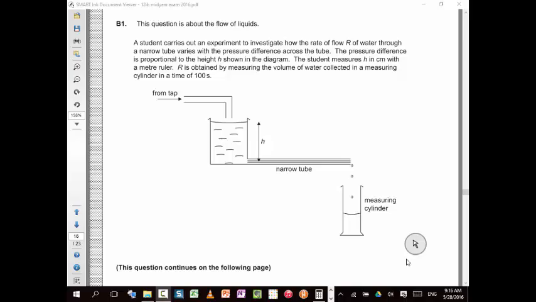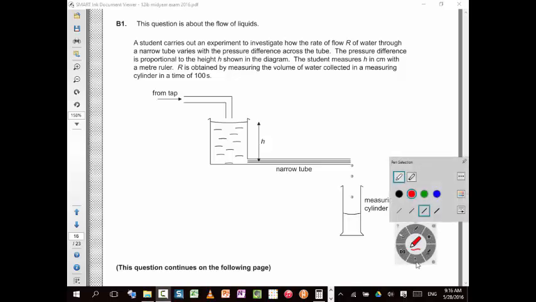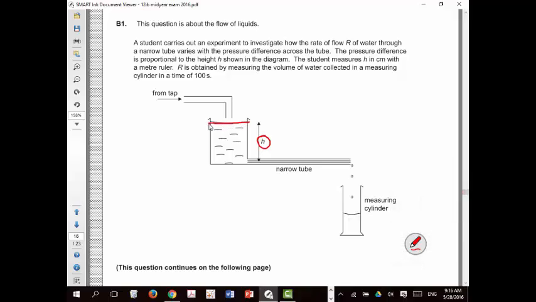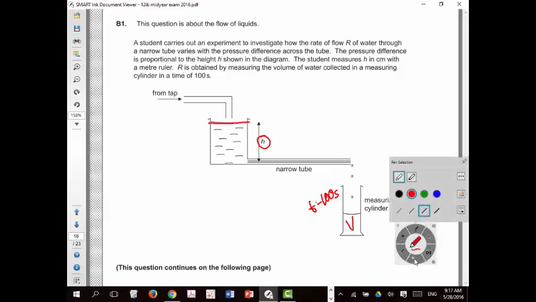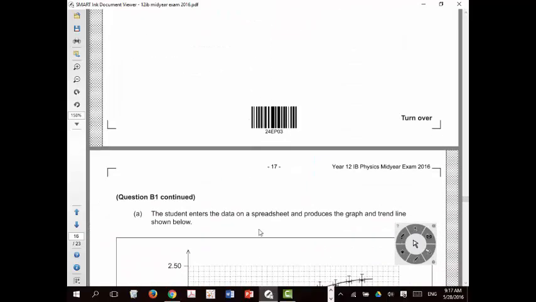So what the student has done is taken as the independent variable this height, h, and so for one experiment he or she has kept the height constant, and with the water level maintained at that height, measured how much volume is collected here over a time of 100 seconds. So the measurements made are the height, the time, and the volume. Okay, let's have a look.